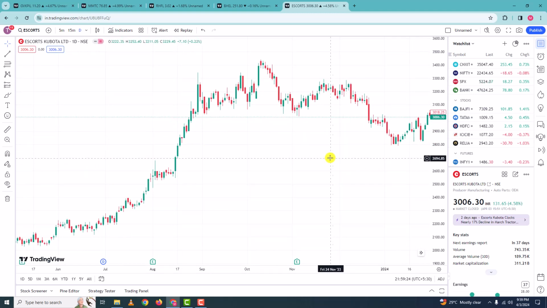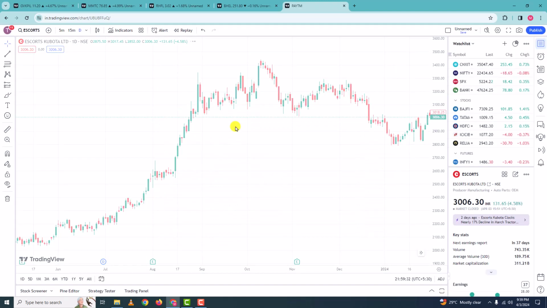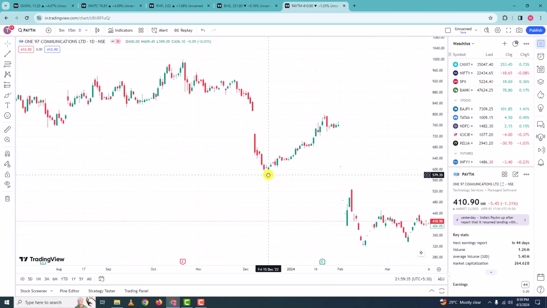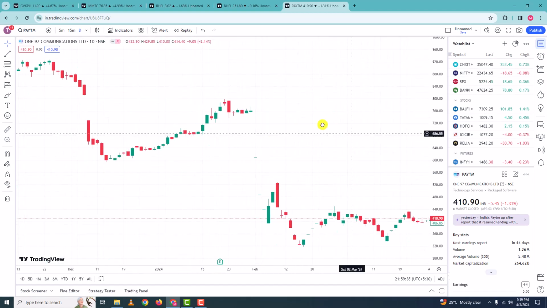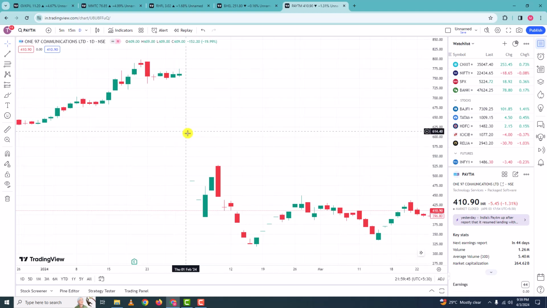Now let me give you an example. Let me select Paytm. If you look at Paytm, there is this gap. You can see the stock hitting lower circuit here, and here. This is fine, because this was the result of bad news. And right at this point, good news came in and it hit upper circuit. Once again, this is fine.